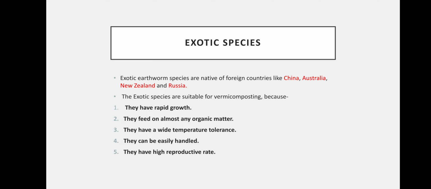So what is the need of these exotic species? Why can't we use the ones present in our surroundings? So these are the characteristics. The exotic species are suitable for vermicomposting because of the following characteristics. They have a rapid growth. They feed on almost any organic matter. They have a wide temperature tolerance, unlike our earthworms that are found in our surroundings. They can be easily handled and have a high reproductive rate. So because of these peculiar features, exotic species are extensively used for the purpose of vermiculture and vermicomposting techniques.